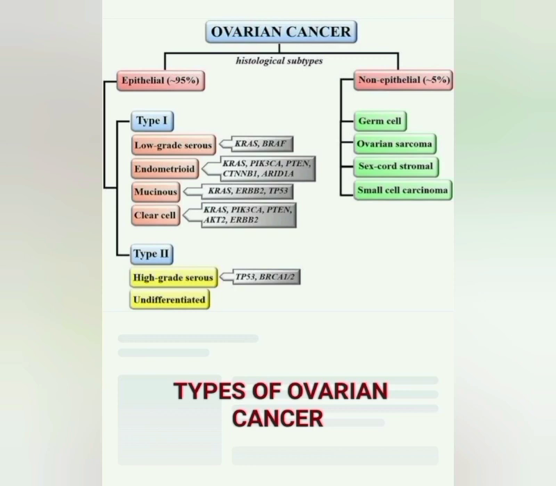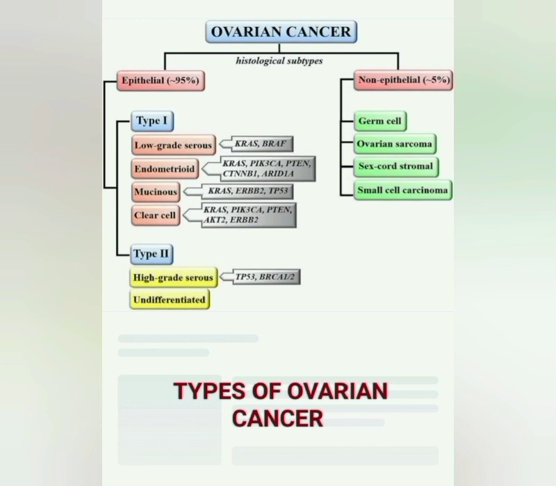Now, as far as the ovarian cancer types are concerned, you must remember that there are different types. Either there is epithelial tumor or non-epithelial tumor. Epithelial are basically four types: serous, mucinous, endometrioid, and clear cell. They can further be categorized into high grade and low grade. And I have discussed with you which type of mutation is associated with these types of tumors.